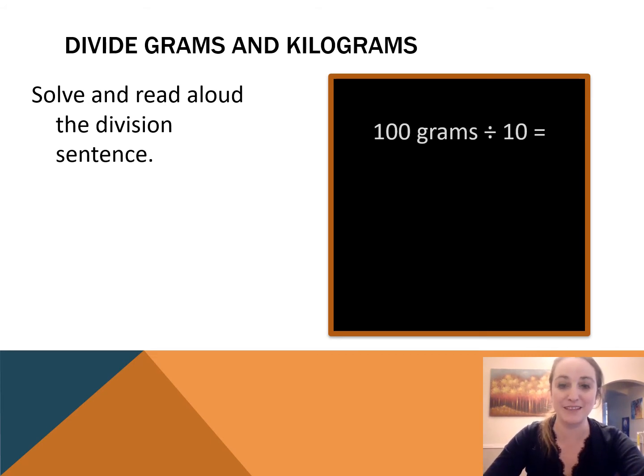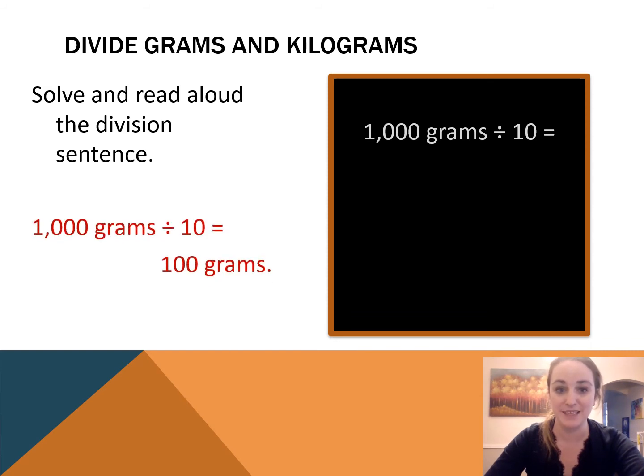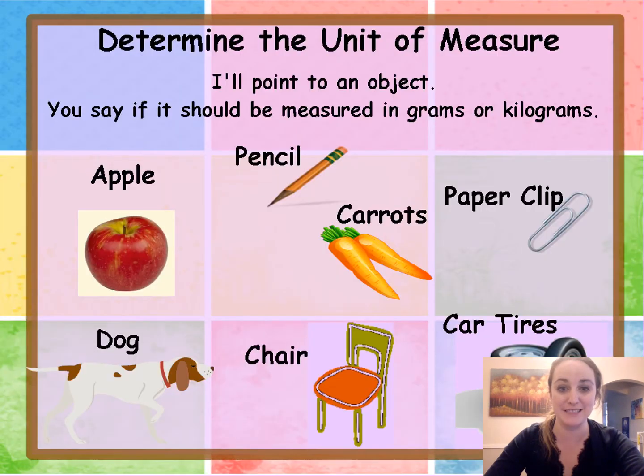Let's solve and read the division sentence. 100 grams divided by 10. How many 10s are in 100? 100 grams divided by 10 equals 10 grams. Let's solve and read aloud the division sentence. 1,000 grams divided by 10. I could almost think 10 times a known equals 1,000. 1,000 grams divided by 10 equals 100 grams.